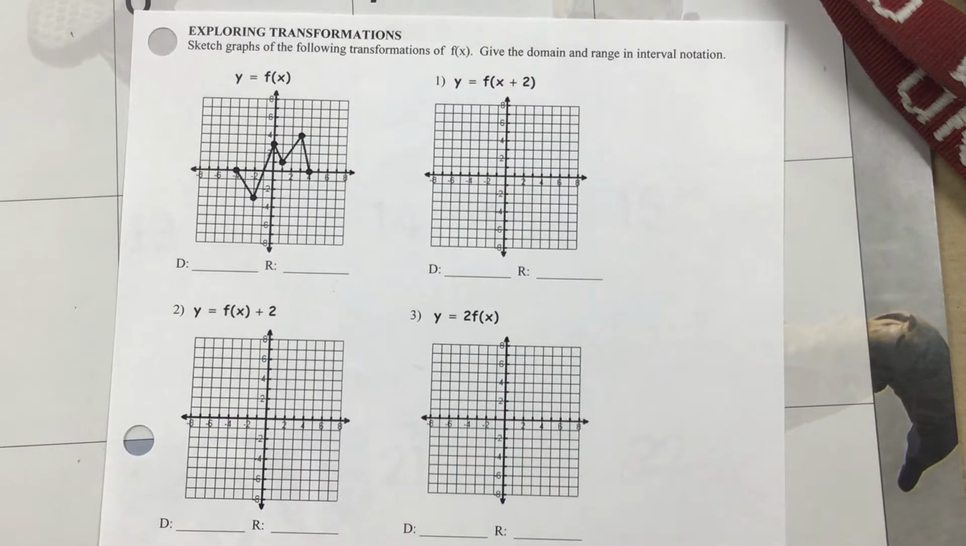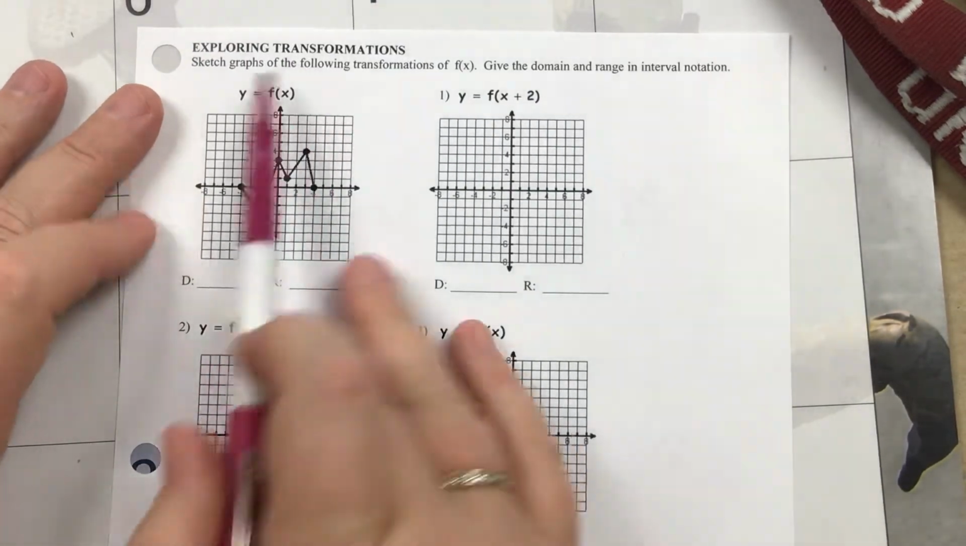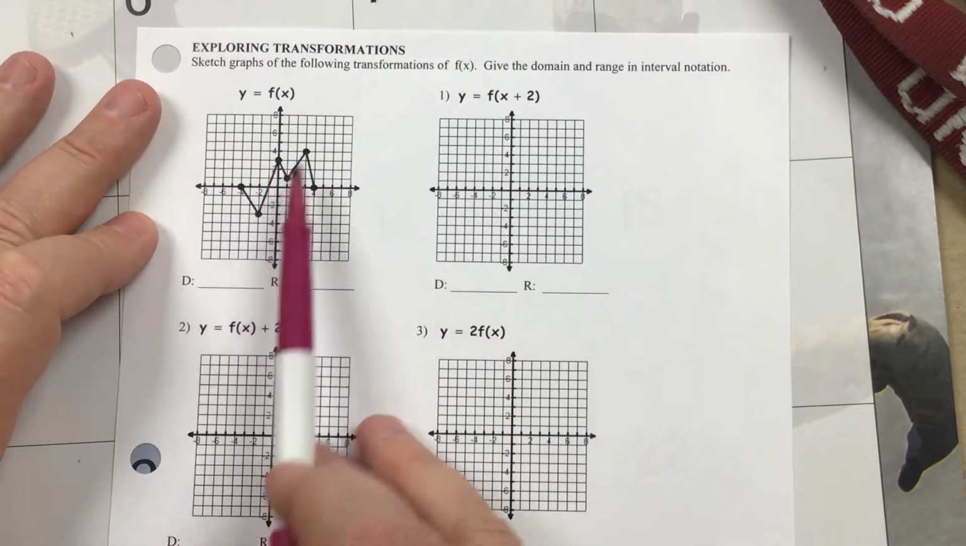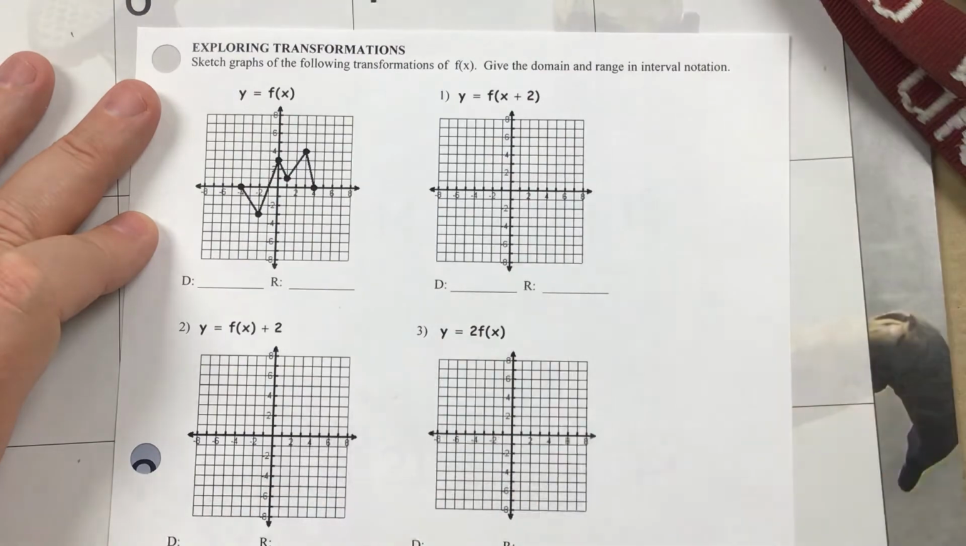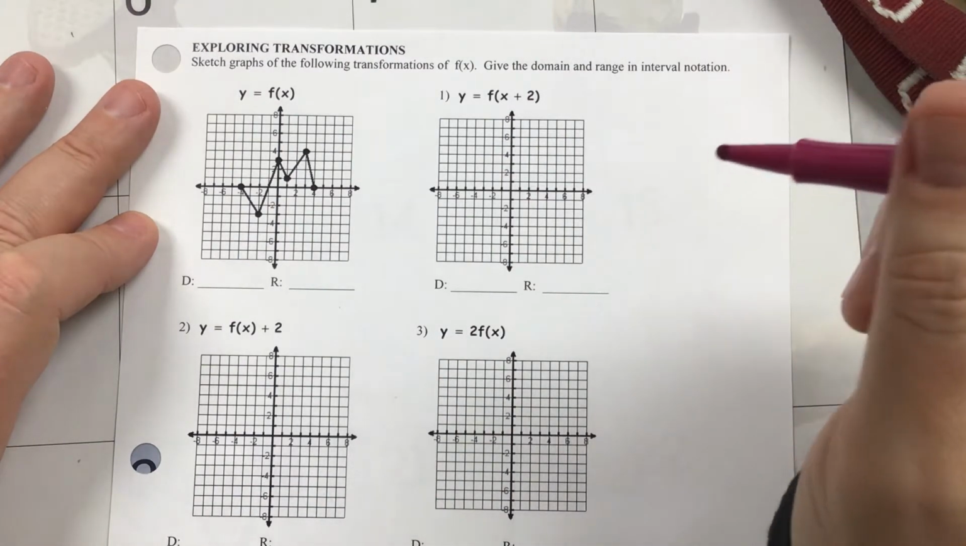So today we're going to talk about actually sketching the graphs after a transformation has occurred. On each of these problems, this is the page we're going to use for notes here. This is going to be our parent function over here, these 1, 2, 3, 4, 5, 6 points. And again, we're going to graph it after each transformation and give the domain and range.